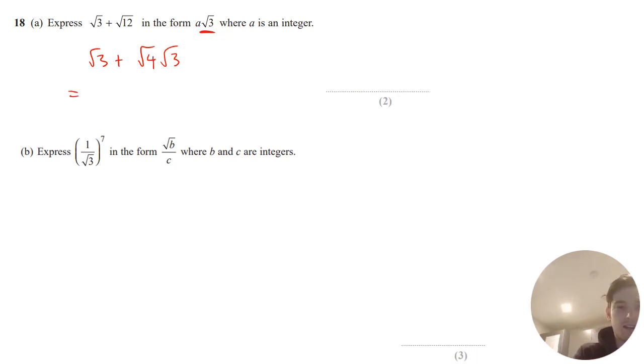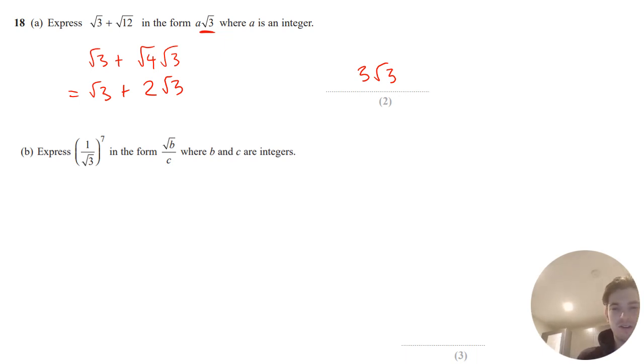Now let's rewrite this. What is root 4? The square root of 4 is 2. So how do I simplify this? Well, I've got one lot of root 3 plus 2 lots of root 3, altogether 3 lots of root 3. Okay, second part looks very nasty. Express 1 over root 3 to the power of 7 in this form. Okay, well, what do I do here?